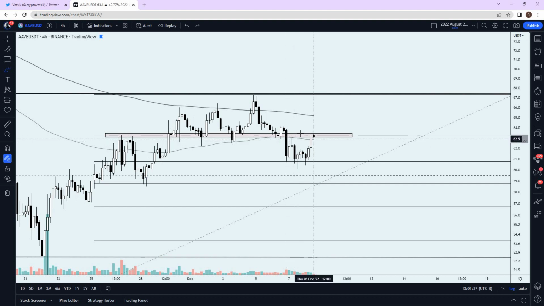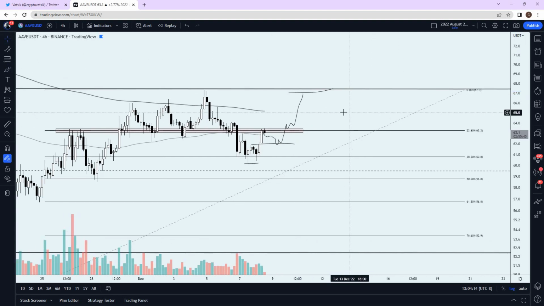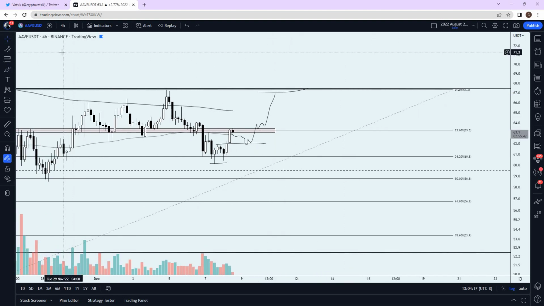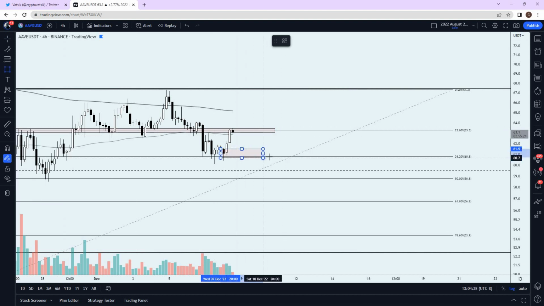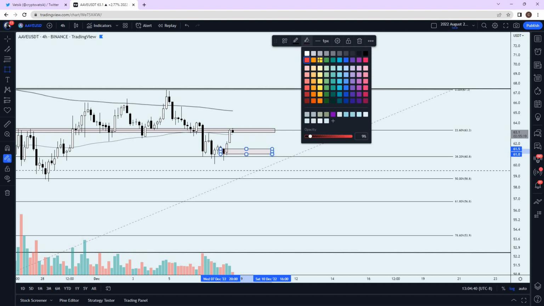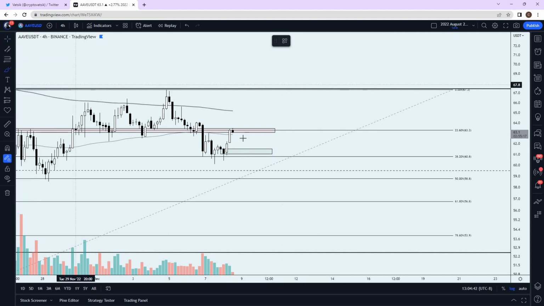So essentially I want to see that reclaimed, but I wouldn't be entering here, and I probably wouldn't even enter on a reclaim like that because the R&R isn't that great. So I'd be personally looking for this market structure break that we had here, a retest of that, okay, with your stop loss below this low, and then you'd be targeting the high up here. But I'd only be taking the trade if I had good R&R, and so the reason why I say I prefer to get in on a retest of this bullish order block or a retest of the market structure break.